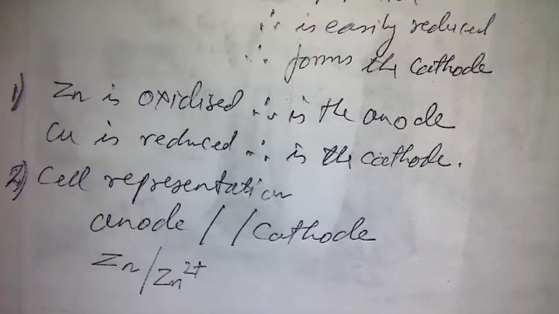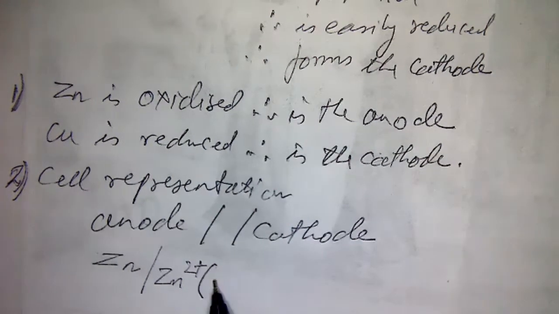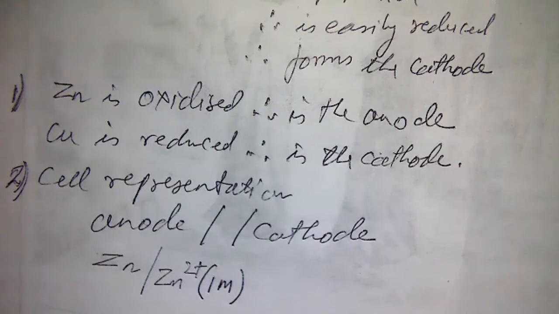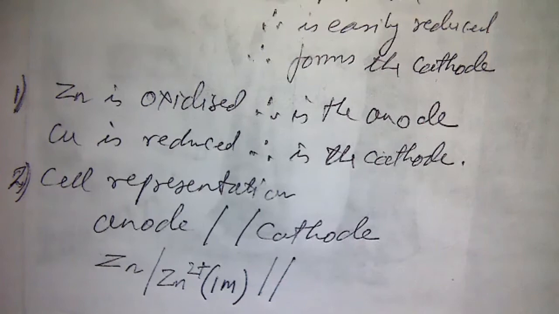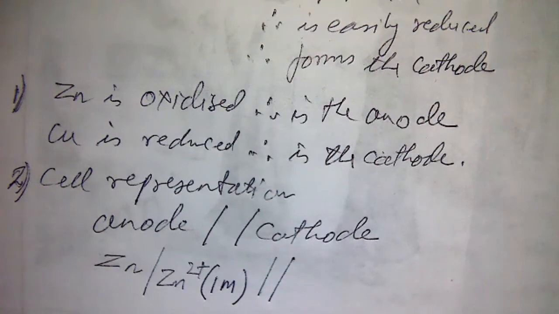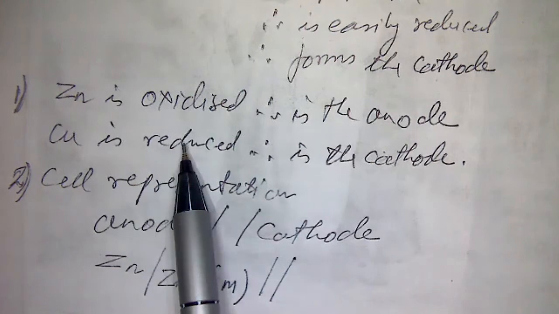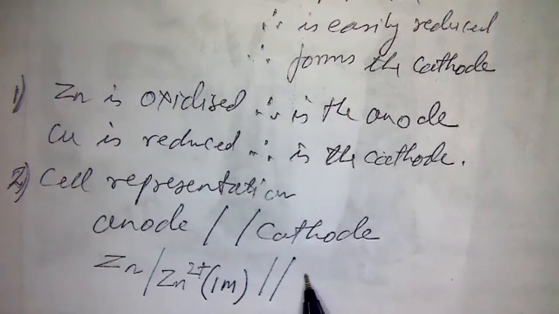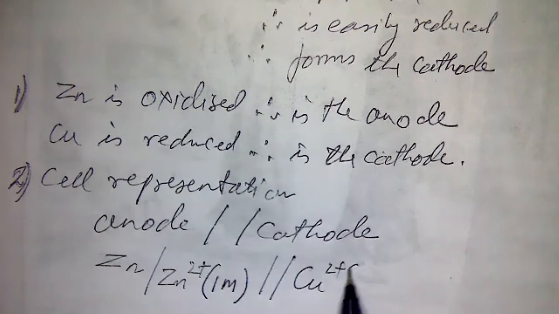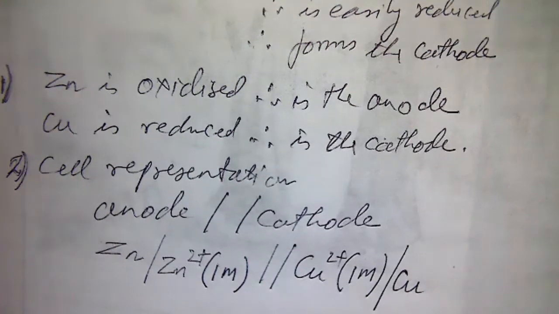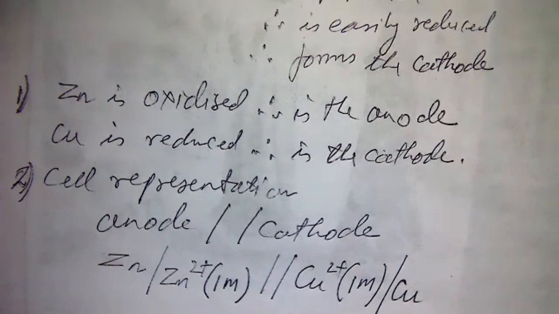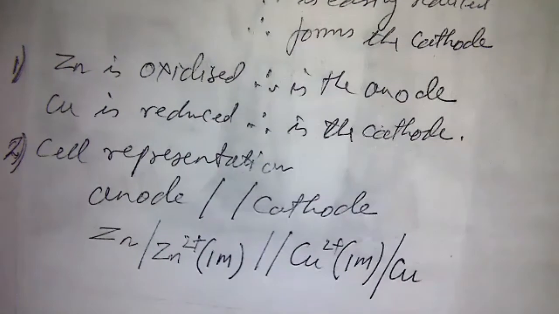Zinc is oxidized, so Zn/Zn2+, and this will have a concentration of 1 molar since they are standard. Then the double slash means the salt bridge. Next is the cathode. What is the cathode? Copper, and copper is reduced. So you'll write this in reduced form, Cu2+, concentration is 1 molar, slash Cu. Cu is a solid only, so no problem here. So this is how you write it down. Understood?